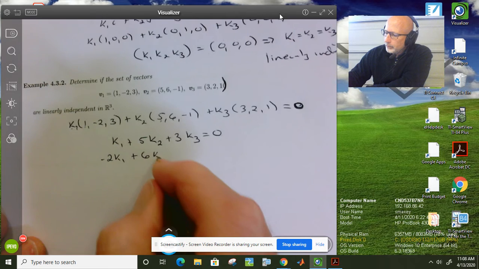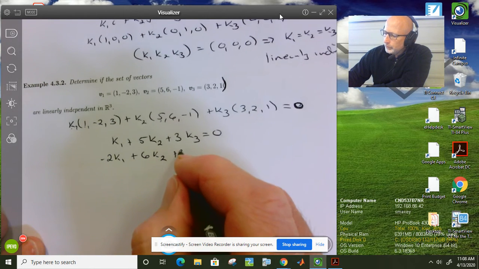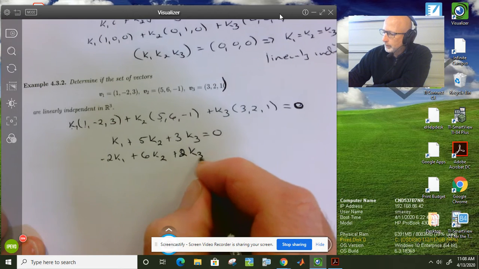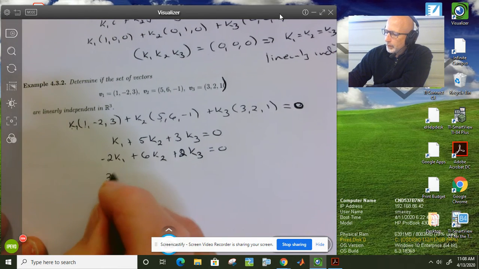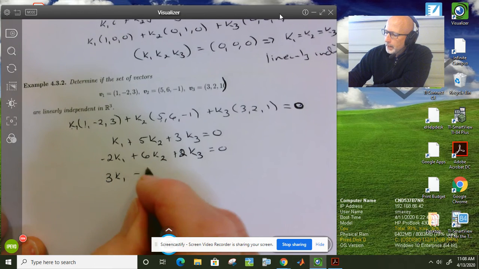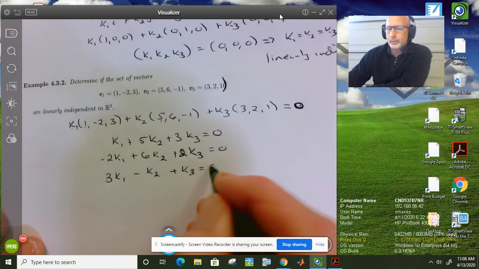Then I go back and I have negative 2k1 plus 6k2, and then plus 2k3, and that should be equal to 0. And the last one is 3k1 minus k2 plus k3 should be equal to 0.